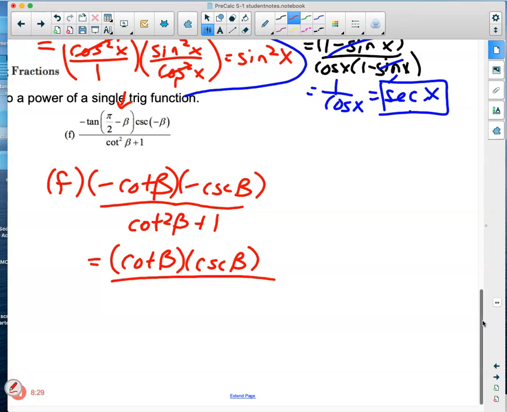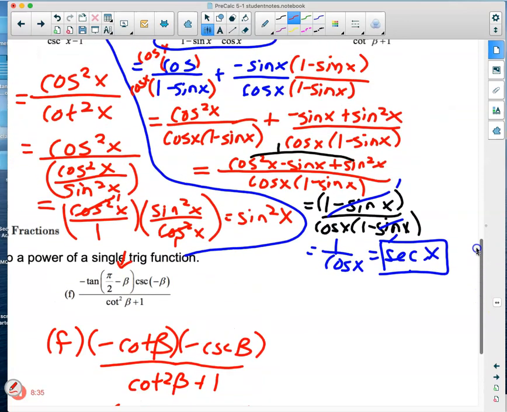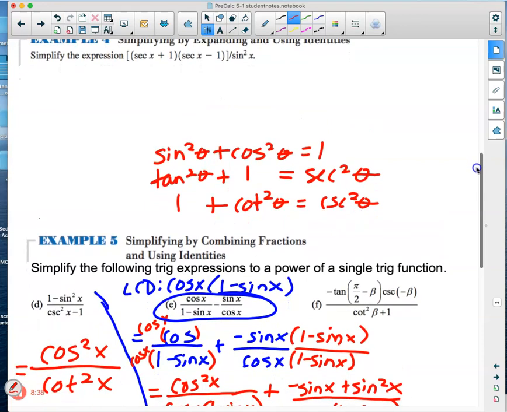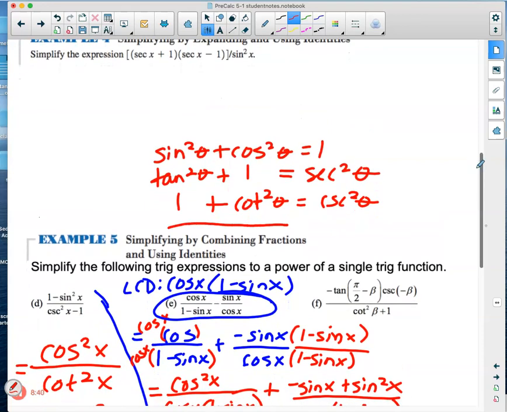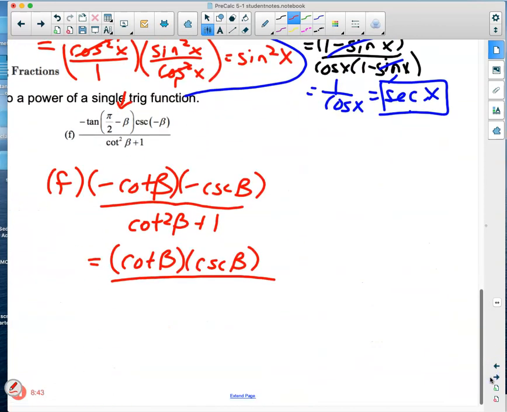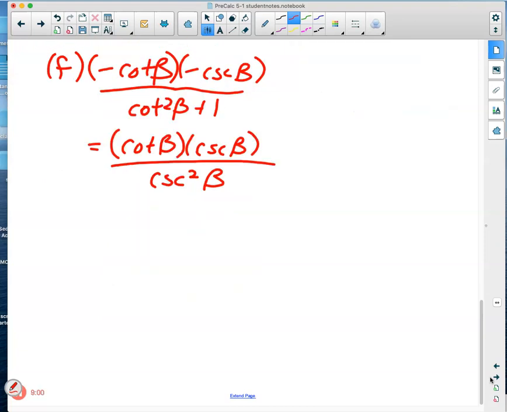And then in my denominator, I start thinking about my identities. And cotangent squared plus 1. And I go back to my identities and I see that cotangent squared plus 1 is cosecant squared beta. Like so. And now what I want to do is take a look and see, hey, I can do some canceling here. I have 1 cosecant in my numerator and I have 2 in my denominator, so I'm going to cancel one of those out. So right now I have cotangent of beta divided by cosecant of beta.